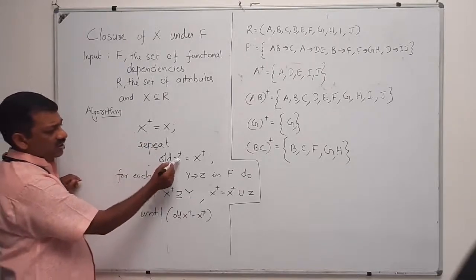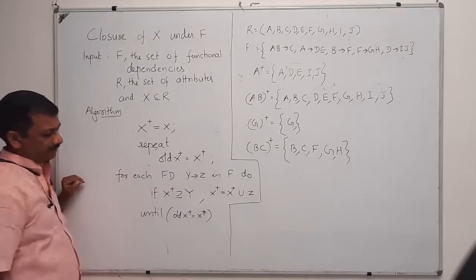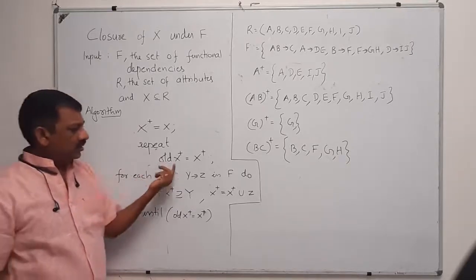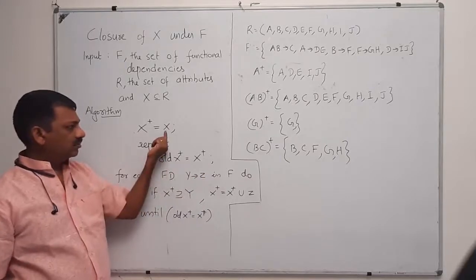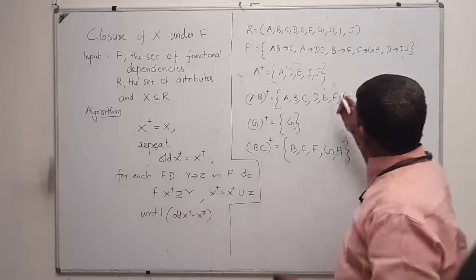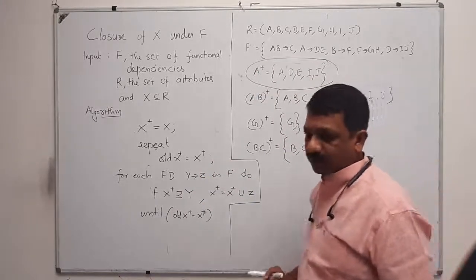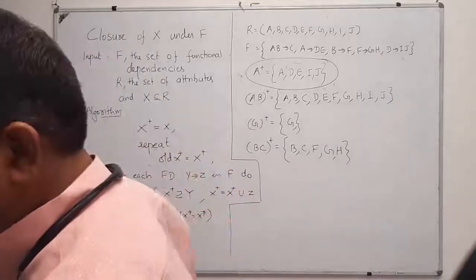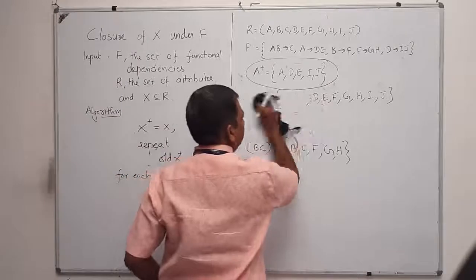Then repeat: old X plus is set equal to X plus. That means finally old X plus is equal to X plus, and that is assigned to X. For example, I will show you what will happen if you proceed with this.